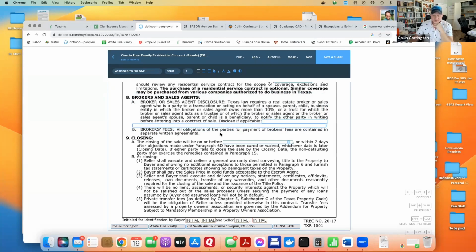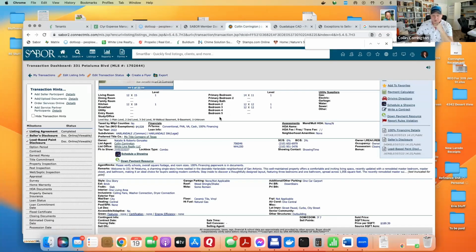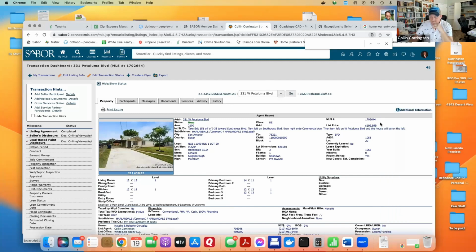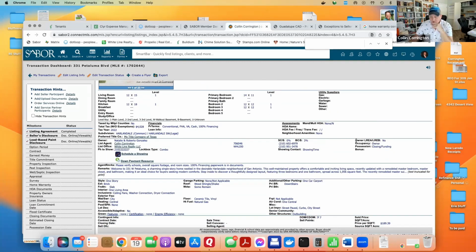Well, Colin, I'm representing the buyer. How would I know if they do that? It is in here. This is the SABOR form, obviously. But if you notice right here, there's this section: Owner is a licensed real estate agent or licensed real estate broker. That is the only thing that you can find that information on. Not the only way, but it's the only way I would do it in the contract.